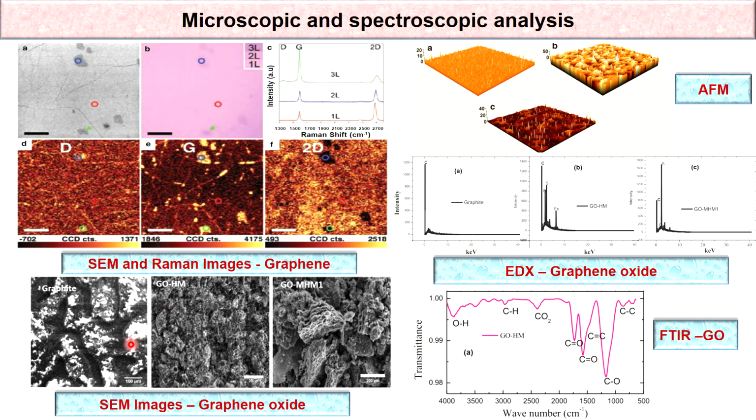And this shows the same image of the graphene oxide. The surface morphology shows the carbon and oxygen blend in these figures. And this is the EDX of the graphene oxide. This shows the presence of only carbon, which shows that this is pure graphite flakes. There is no oxygen here. But here you can see that the presence of oxygen is also indicated, which shows the formation of graphene oxide.